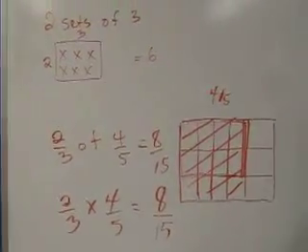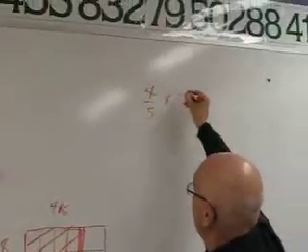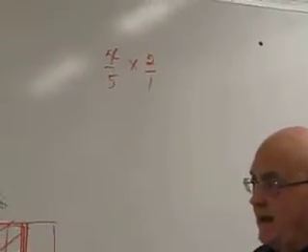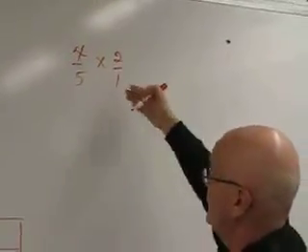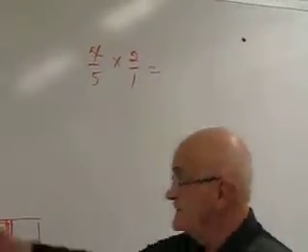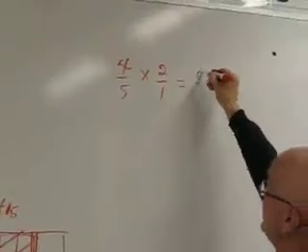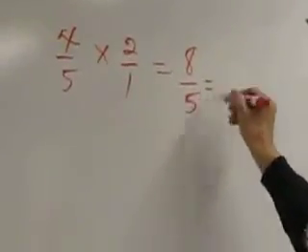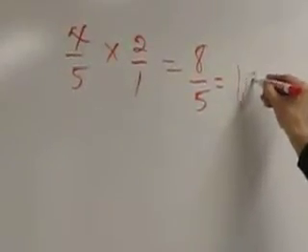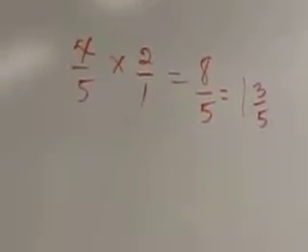Of course, we could extend that same thing to, let's say we had 4/5 times whole number 2. Well, whole number 2 we're going to put in fractional form as 2/1. So we're taking 4/5 of 2 wholes. Again, I can apply this multiplication rule to it, multiply the numerators, multiply the denominators, and express this improper fraction as an equivalent mixed number.